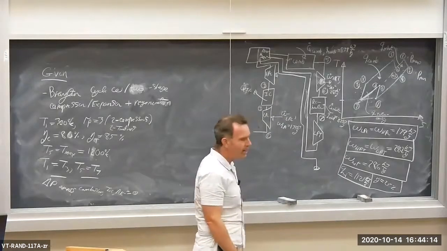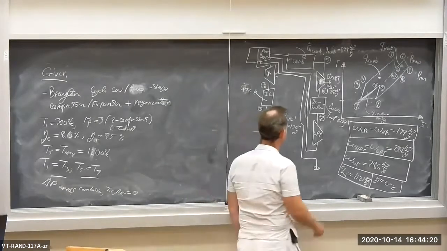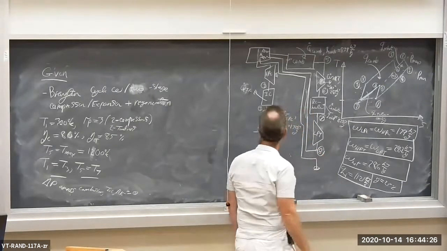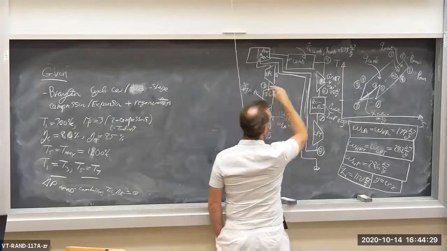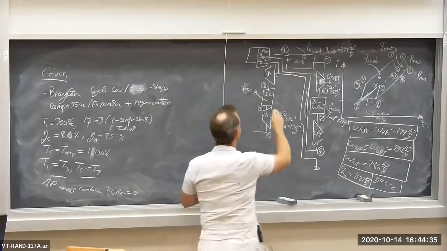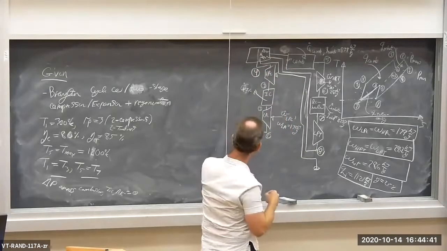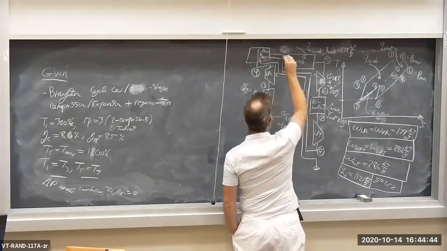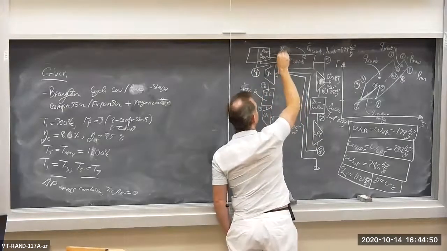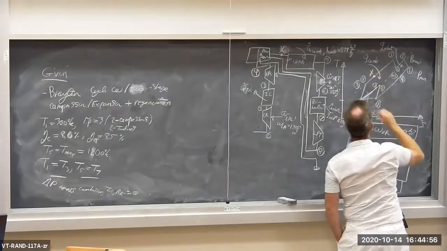So instead of changing all my notation here, I'm going to keep this as state 8. This is still 4. The HPC outlet, I'm going to call 4. And I'm going to call this state right here, the combustor inlet, I'm not going to give it a number at all. I'm going to give it a symbol, X.